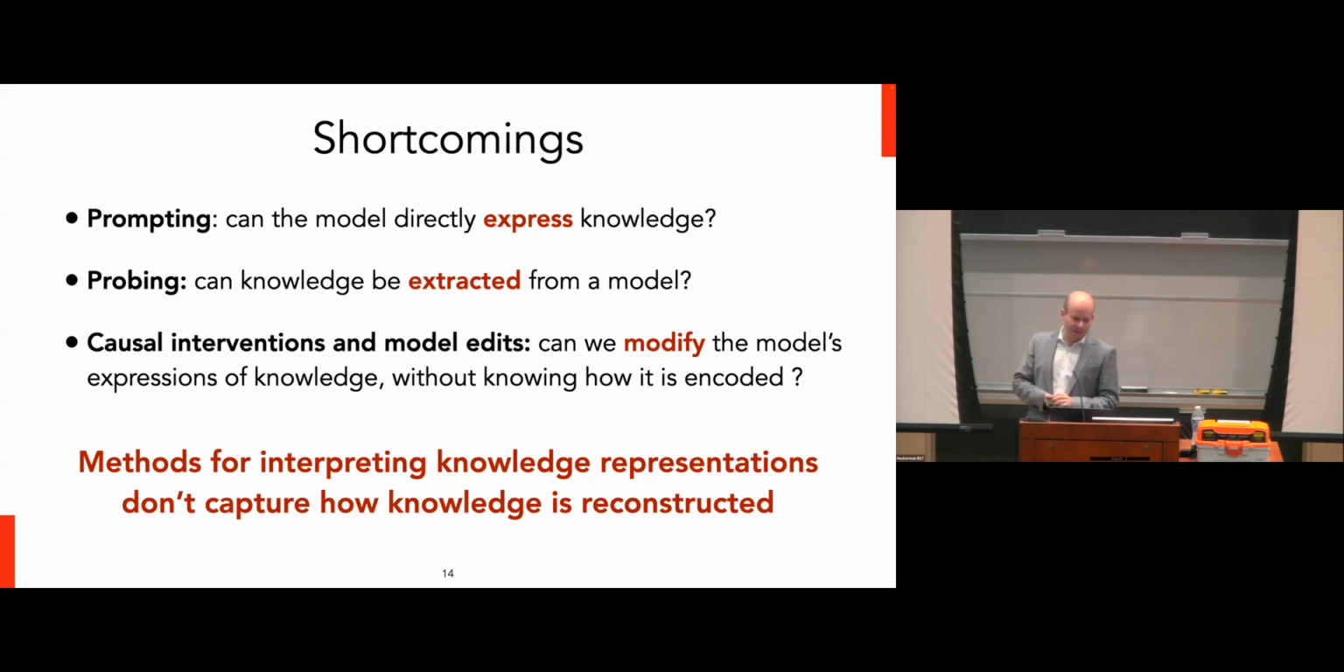But each of these methods typically has a long list of shortcomings. And the main one in general is that most of these methods, whether it's prompting, probing, or these types of mechanistic interpretability methods, such as model editing and causal interventions, completely ignore how knowledge is reconstructed by the model when it is output in the first place, in order to just try and figure out whether that knowledge can be extracted or expressed in some way.